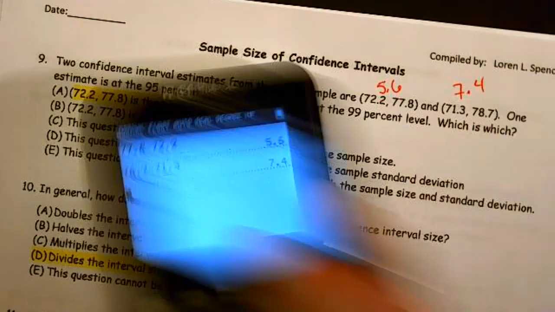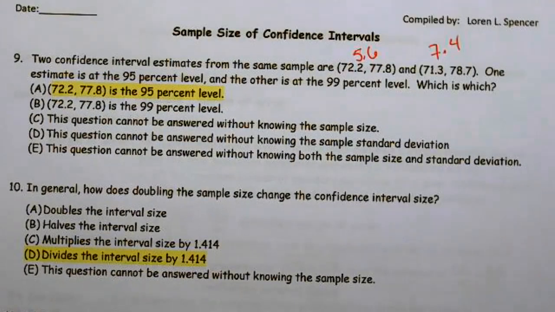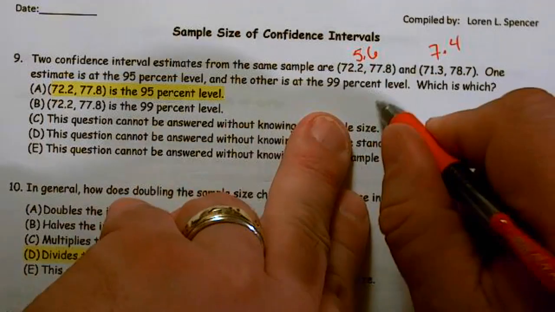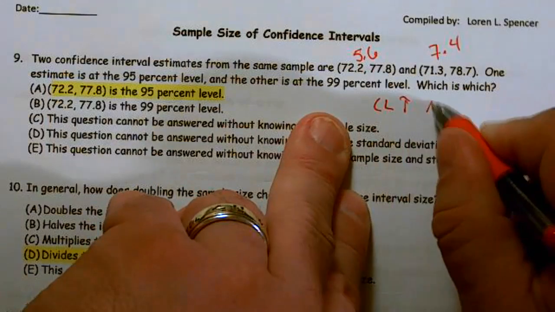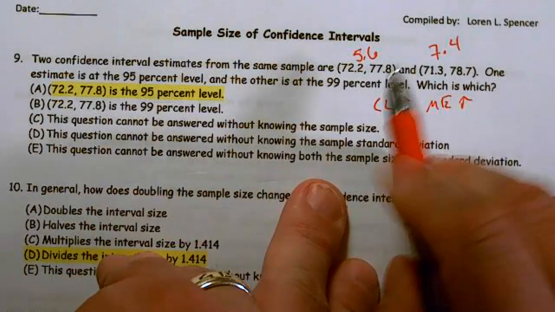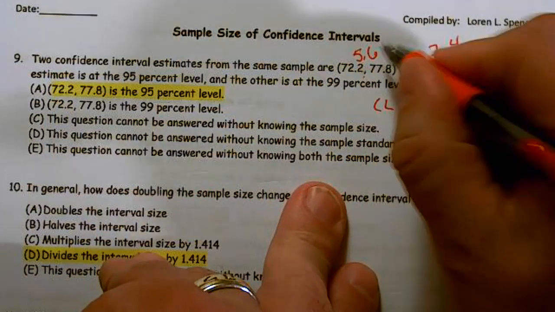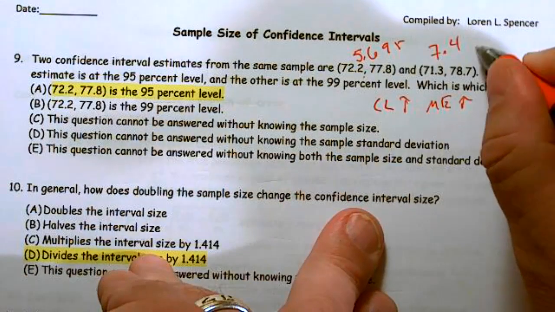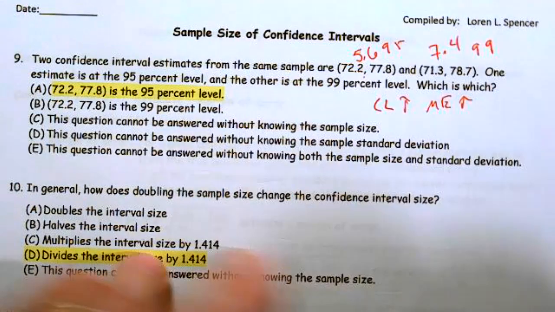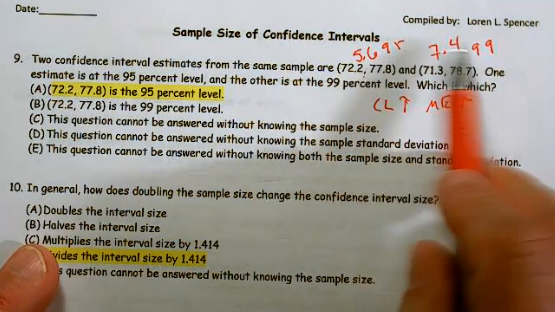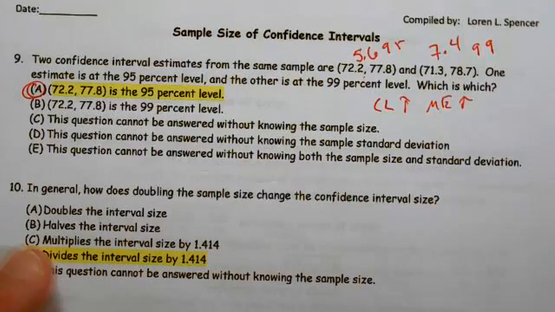All right. So they're from the same sample. One estimate is at the 95% and the other is at the 99%. Which is which? Okay, so as the confidence level goes up, the margin of error or the width goes up. So since this is narrower, this is going to be the 95%, and this is going to be the 99%. So our answer is A.